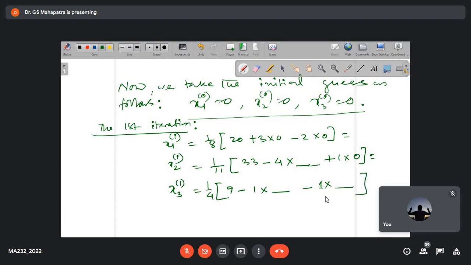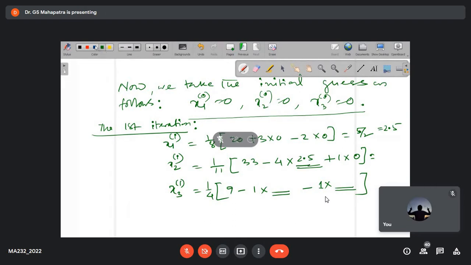This double underline means that here you have to put the numerical values of x1 and x3. So what is the answer? This one, first one, x11: 20 by 8, correct? It is 0. So 10 by 4, so 5 by 2, correct? 5 by 2. You should have a pen and a calculator, otherwise it will be a problem. 2.5. Now it is 2.5.